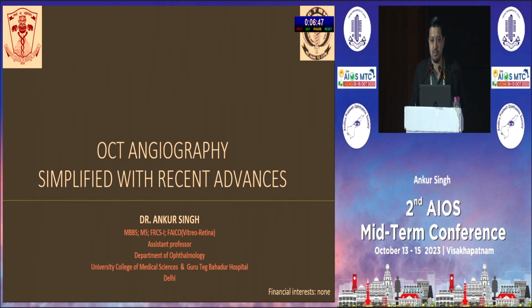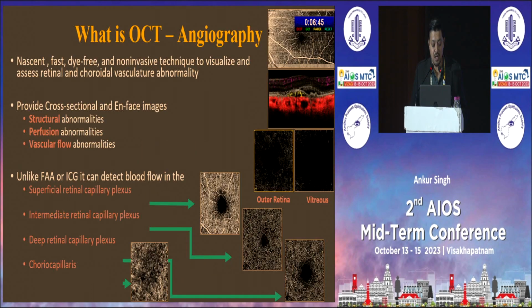OCT angiography has been with us for years. We all know that OCT angiography is a nascent, fast, dye-free, non-invasive technique to visualize and assess retinal and choroidal vasculature abnormality. It provides us cross-sectional and en-face images to detect structural abnormalities, perfusion abnormalities, and vascular flow abnormalities. Unlike FFA or ICG that treats the retina as a unilayer, OCT angio can detect blood flow abnormalities in the superficial, intermediate, and deep retinal capillary plexus, as well as in the choriocapillaris.